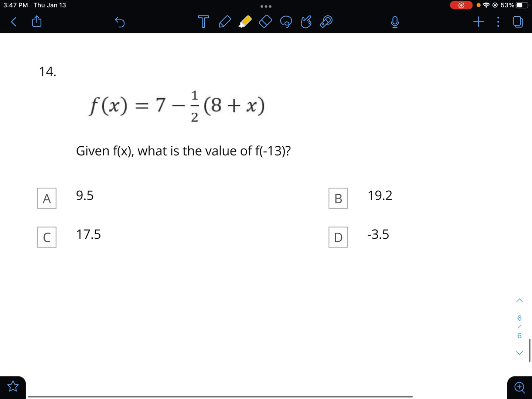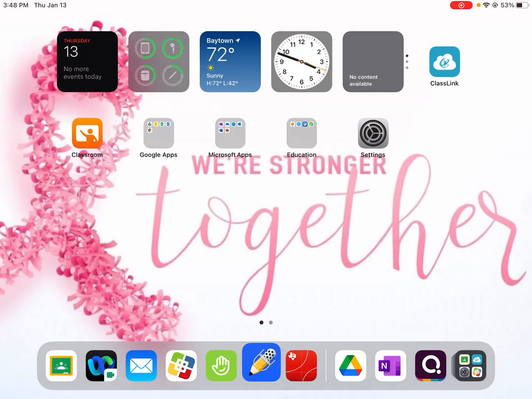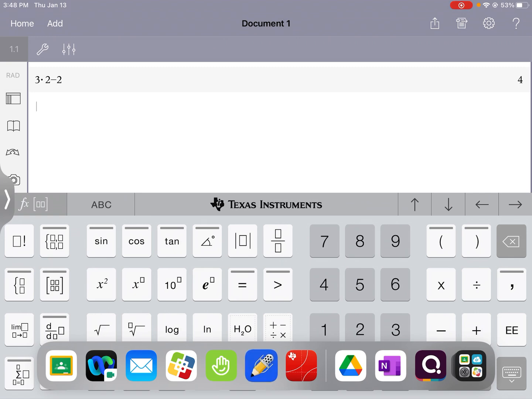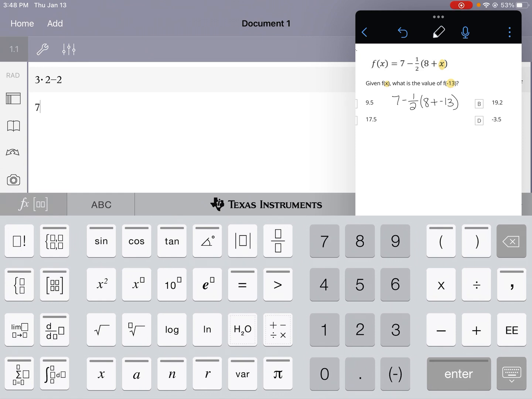Awesome. Next one. Same concept. Given f of x, what is the value of f of 13? It started as an x, it's changing to a 13. So I have 7 minus 1/2 times 8 plus negative 13. We're going to type this into the calculator. Here we go. Just like we did before. And I already forgot the numbers. Okay. Here we go. 7 minus 1/2 times 8 plus negative 13.